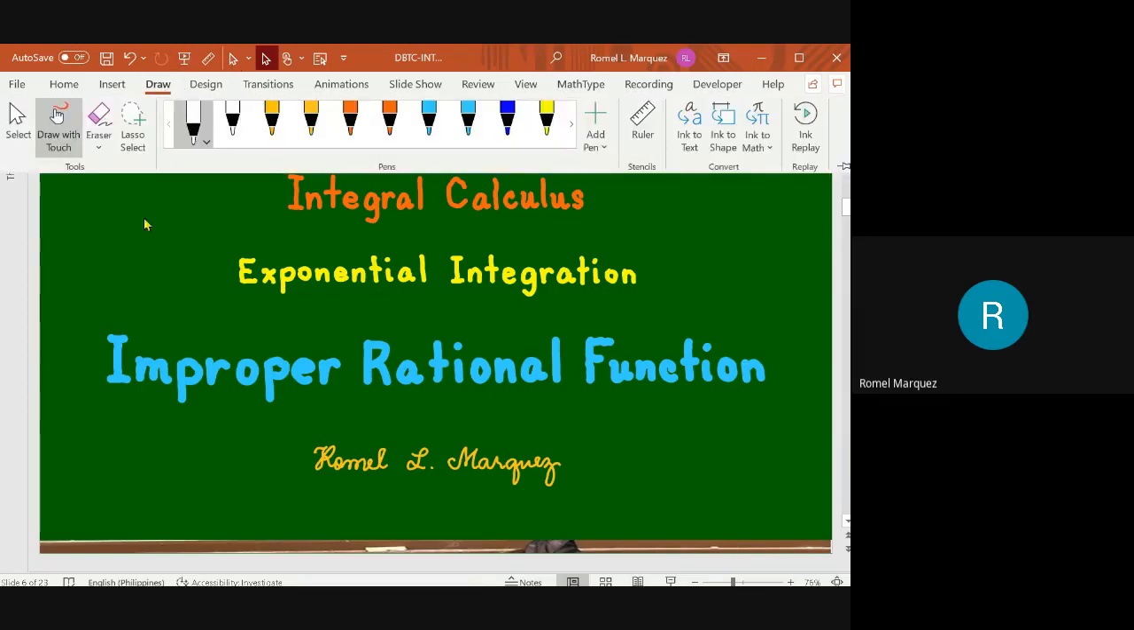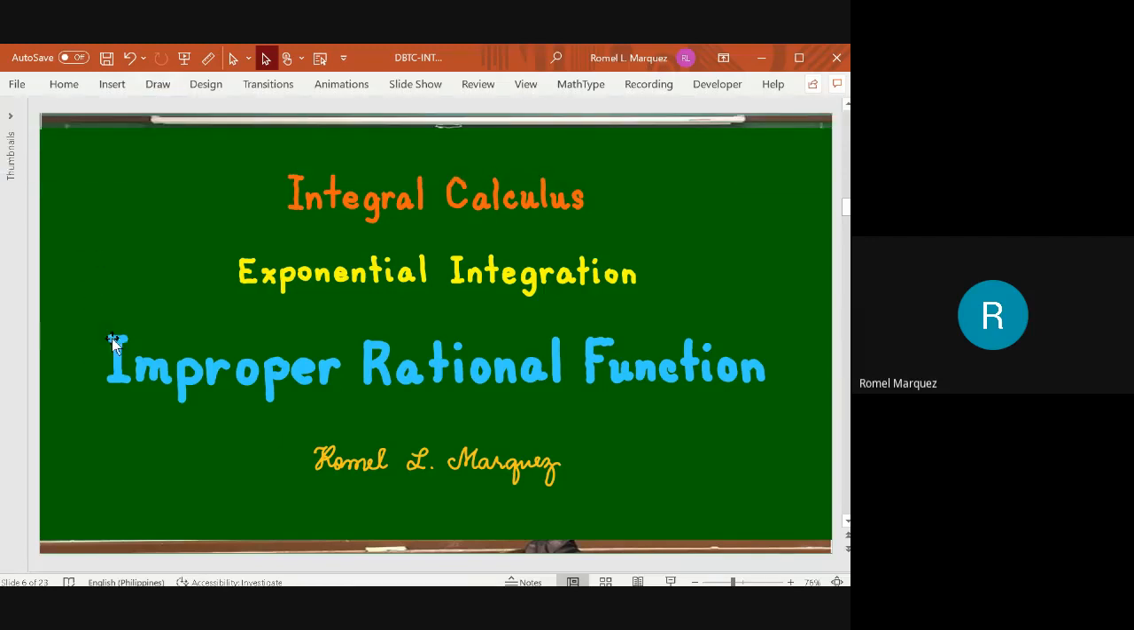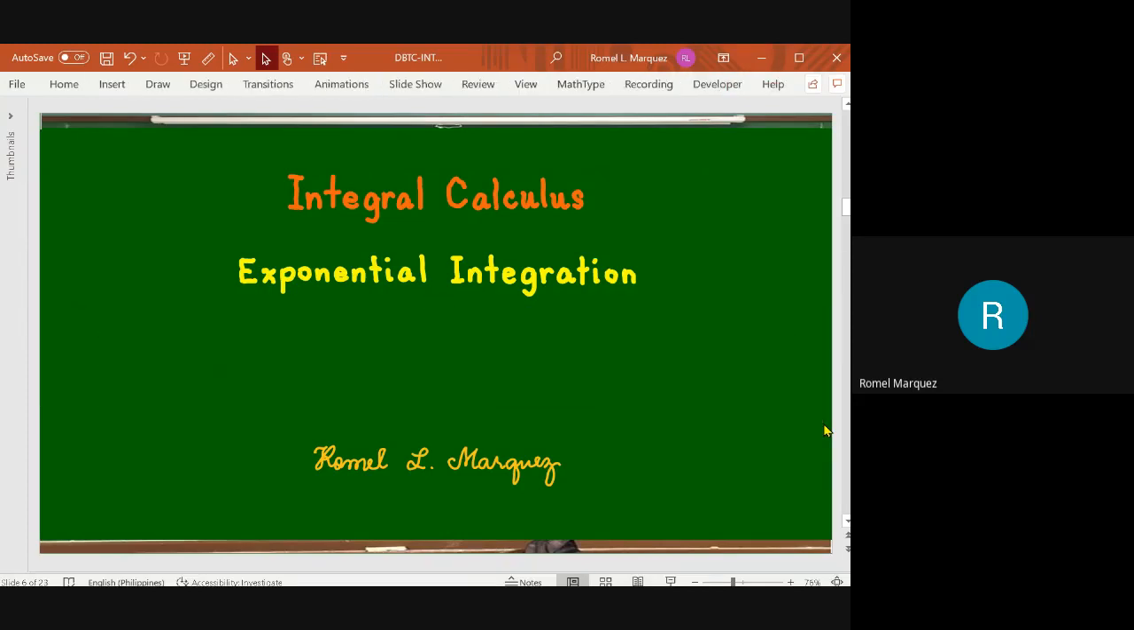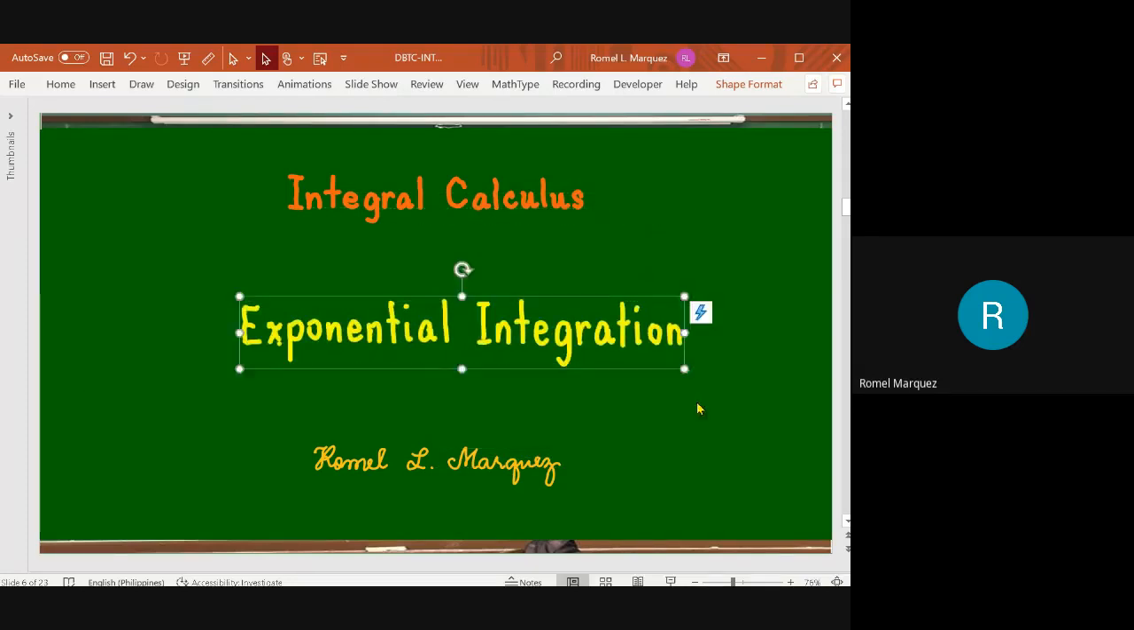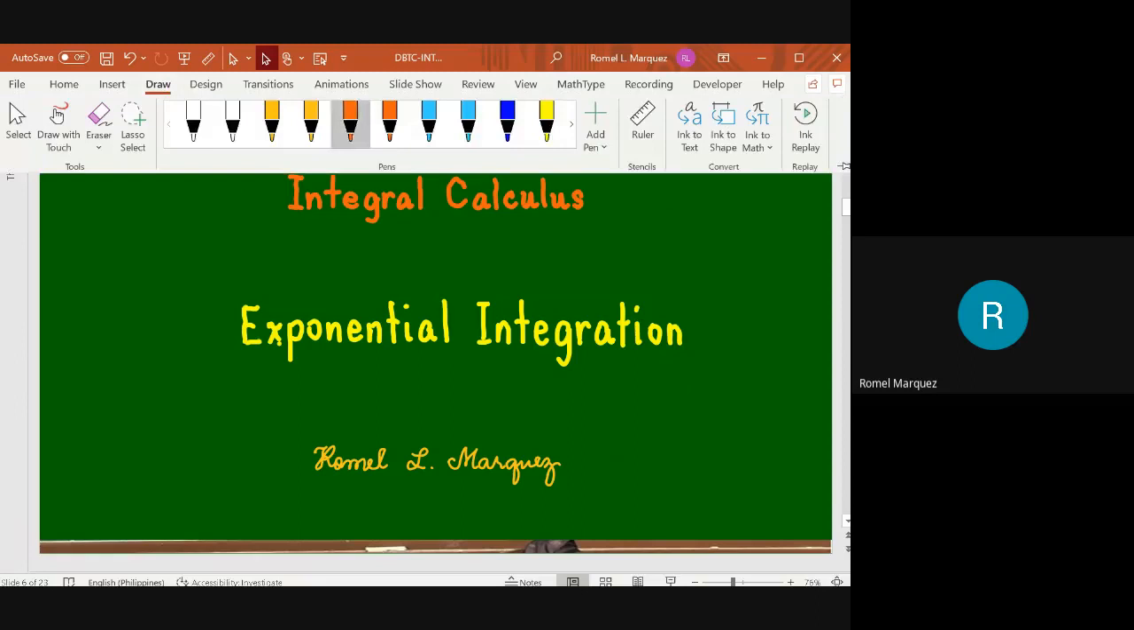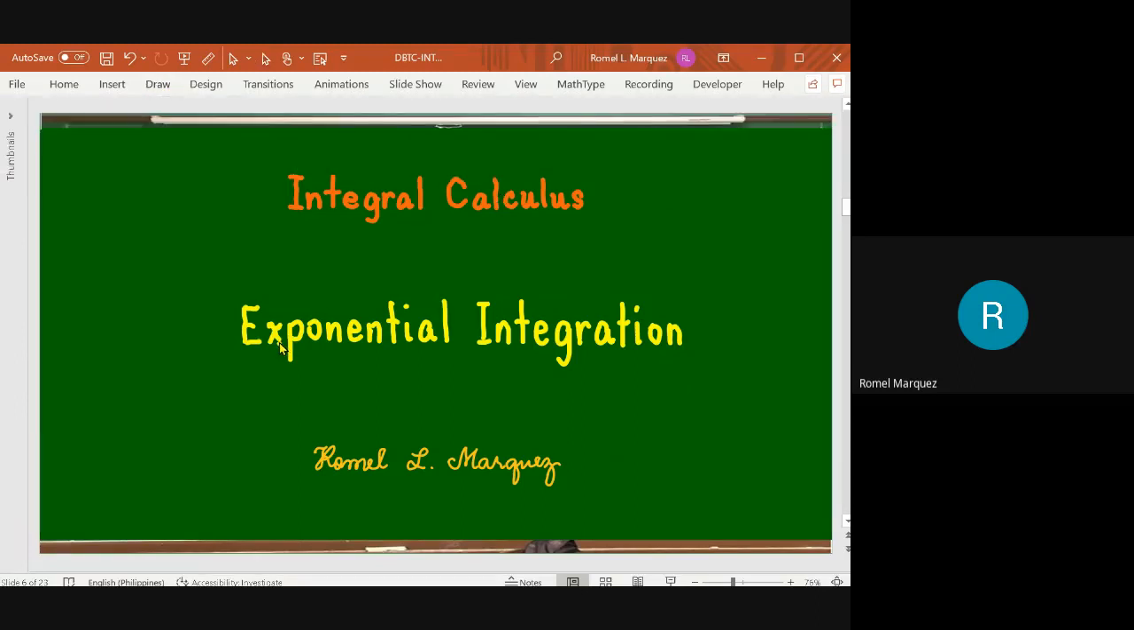So I'm going to remove this. It's not anymore improper integrals. So this is the one that we had. So we now have exponential integrations. Yan. Okay, guys? Can I make it larger? I'm going to make it larger. Nadideform. Yan. Exponential integration. Okay.